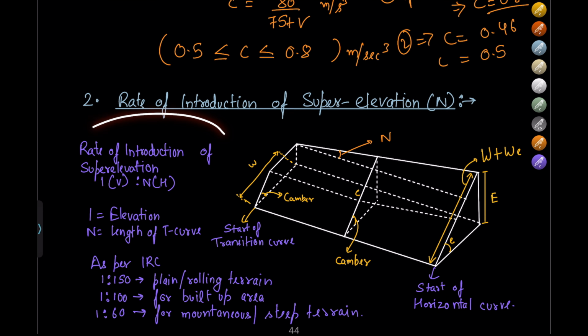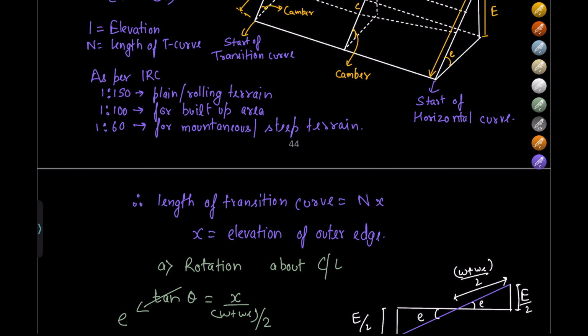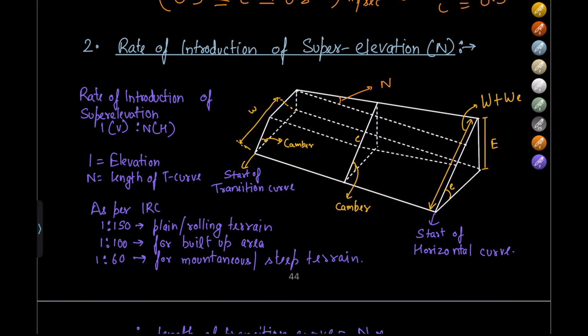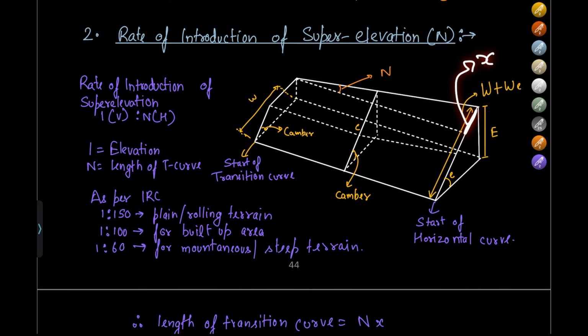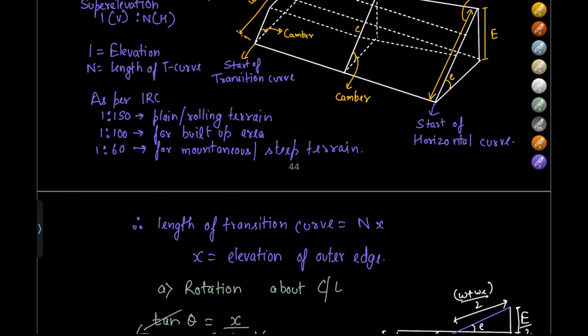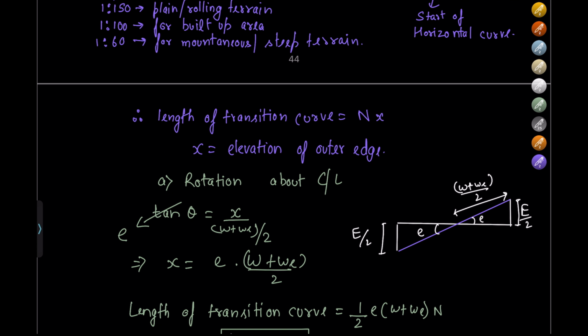So let me explain these values first. The rate of introduction of super elevation is given by 1 vertical in n horizontal. This value represents n. 1 is the elevation and n is the length of transition curve. These values I have explained: 1 in 150, 1 in 100 and 1 in 60 are provided for rolling, built up area and mountainous steep terrain. Now the length of transition curve is equal to n into x. This is the value of x that we have to find out. So x is the elevation of the outer edge from this point to this, with rotation about the center line.